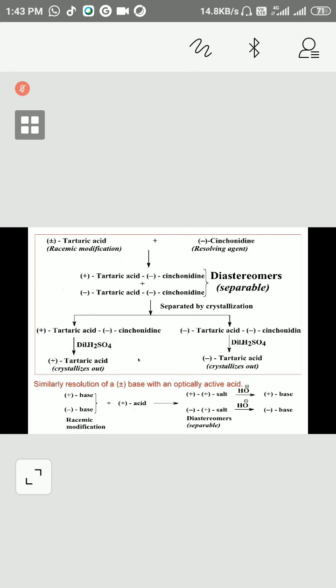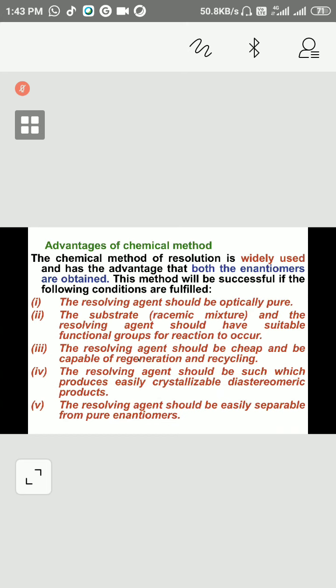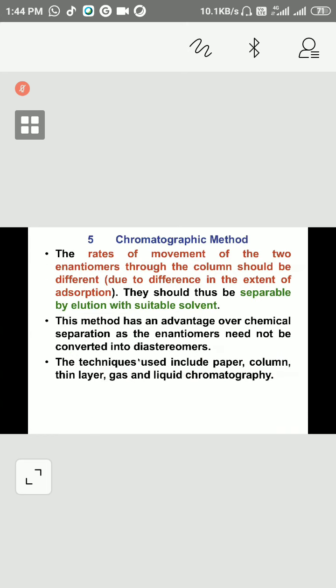It is applied for separation of enantiomers from a racemic mixture. Some advantages are there; you can read them. Chromatography method is also there, but it is not very easy. In this method also, enantiomers are very difficult to separate. A good solvent should be used and column length should be good, and you convert into diastereomers, then only it is separated. Otherwise, it is very difficult.